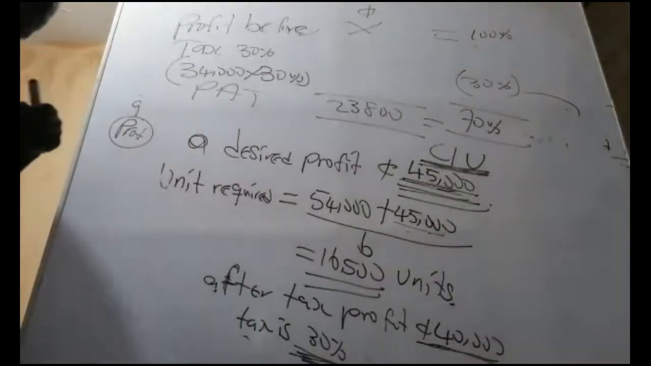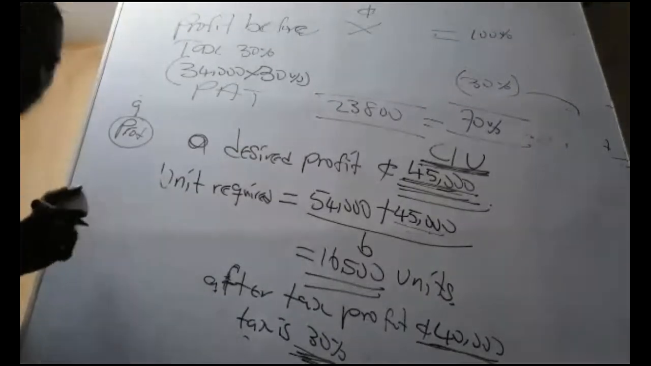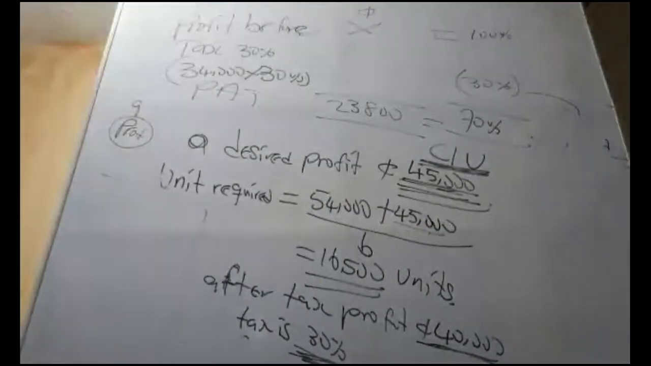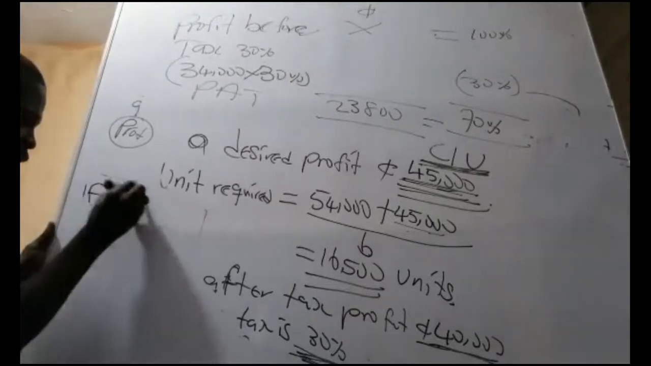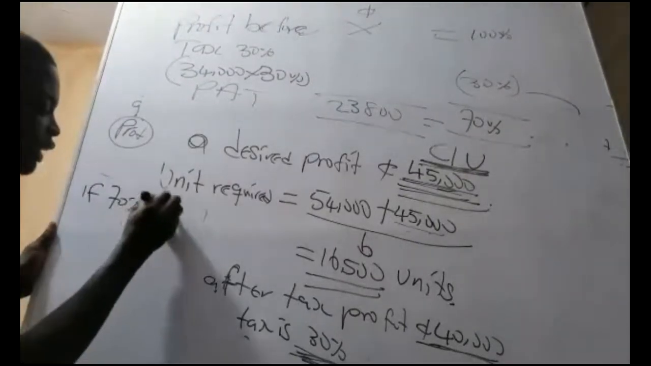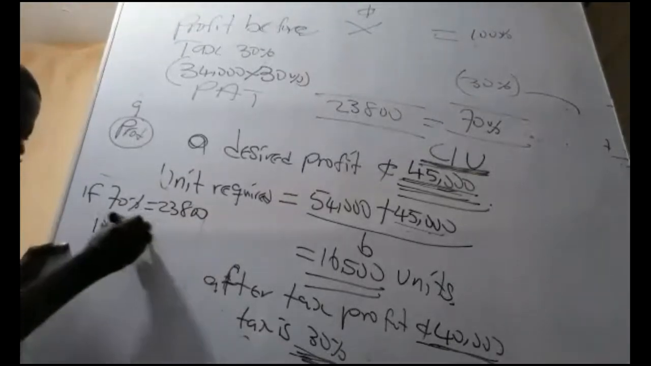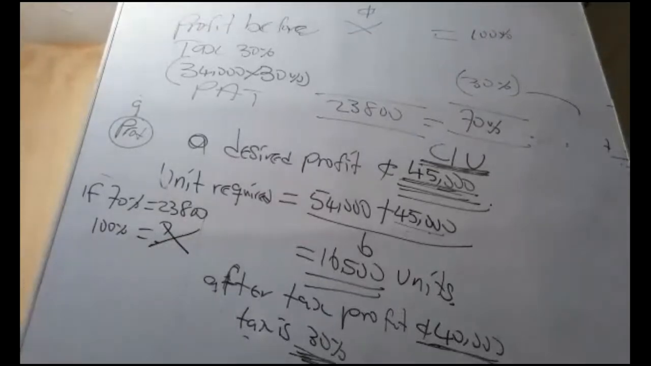So you write, if, okay, let me do it here. So small one like this. Let's use a new marker. Okay, so if the 70% is equal to 23,800, what are you looking for? Then 100% will be what? Question mark. We don't know, so I make it X. So calculate it for me. Let me see.